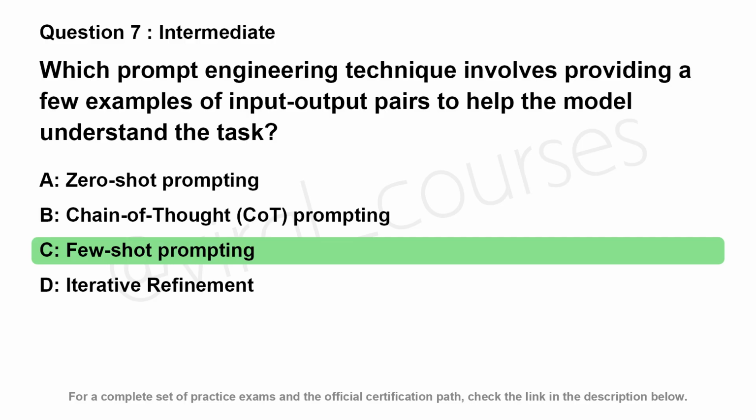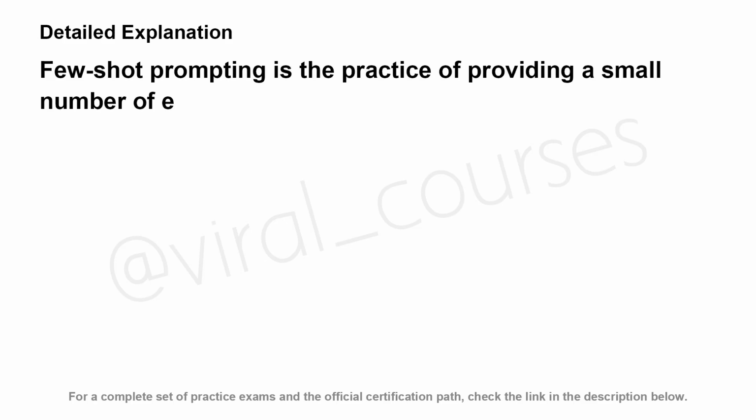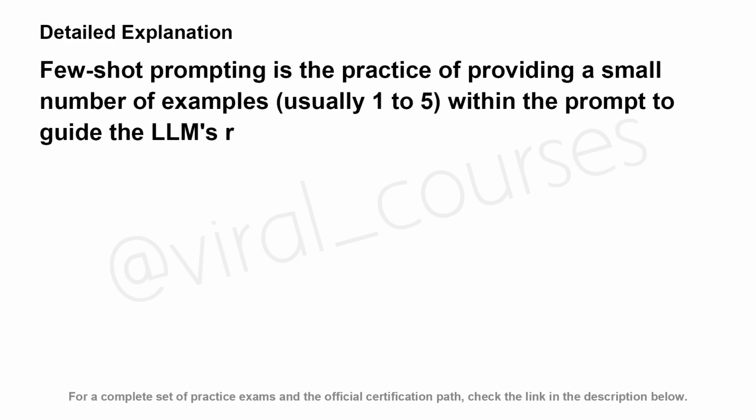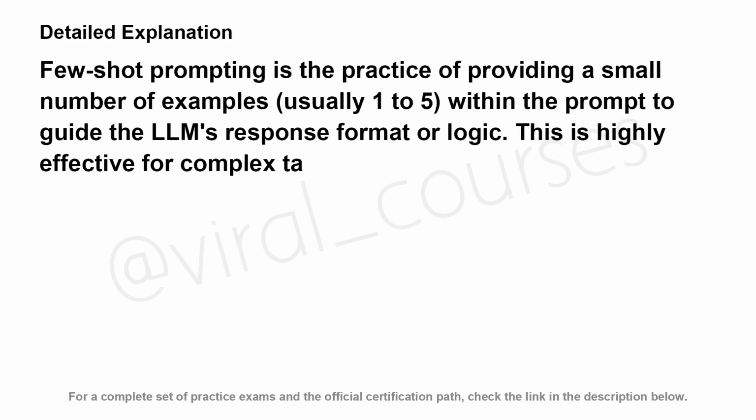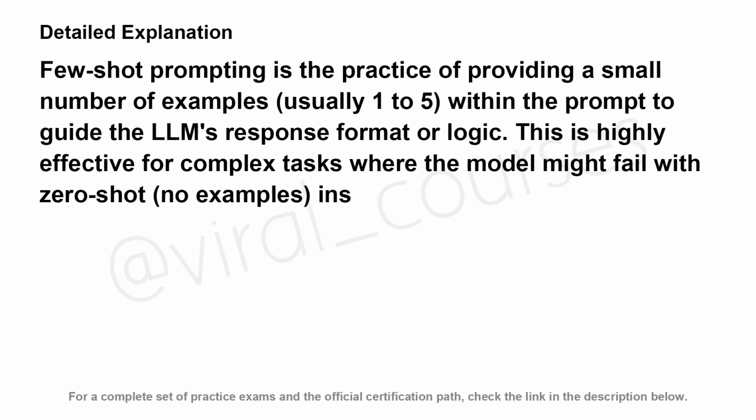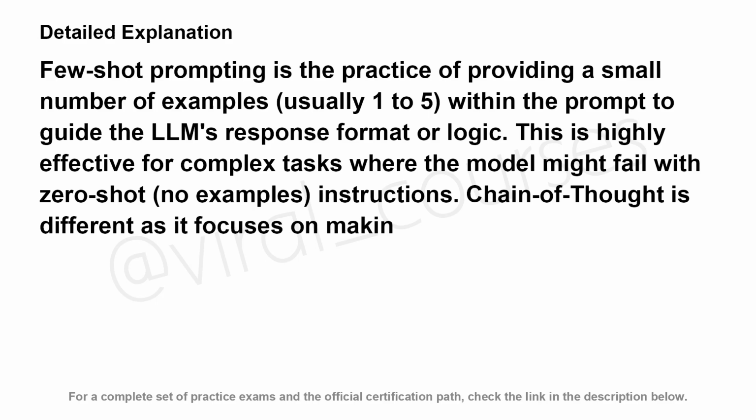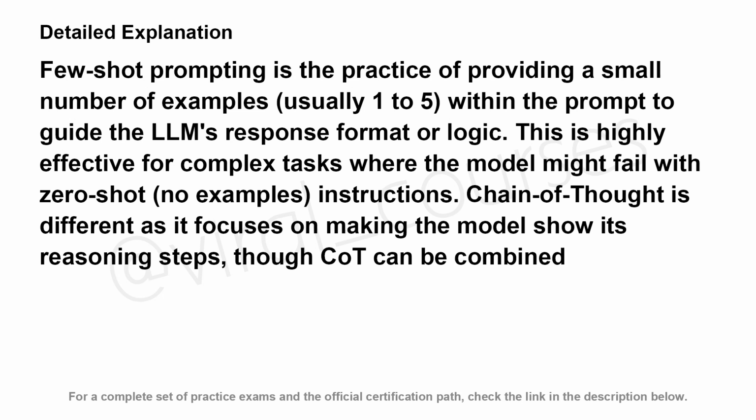The correct answer is C. Few-shot prompting is the practice of providing a small number of examples, usually 1 to 5, within the prompt to guide the LLM's response format or logic. This is highly effective for complex tasks where the model might fail with zero-shot. No examples. Instructions. Chain of thought is different as it focuses on making the model show its reasoning steps, though COT can be combined with few-shot examples.